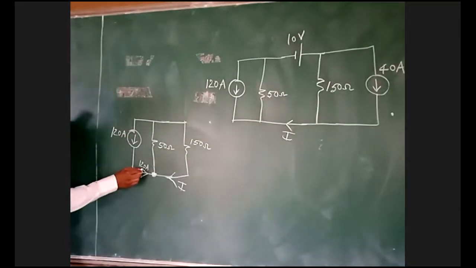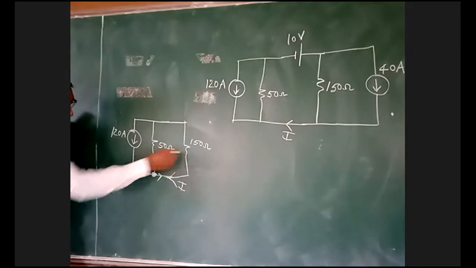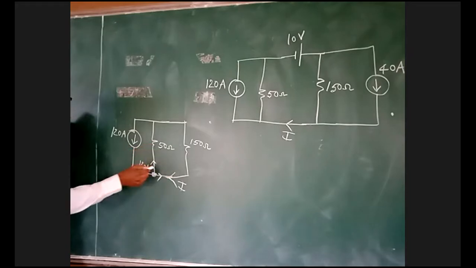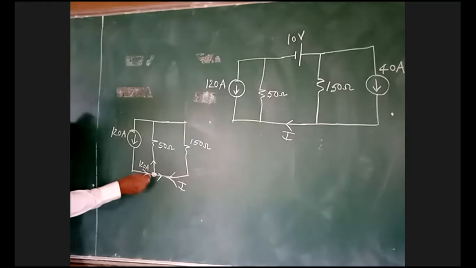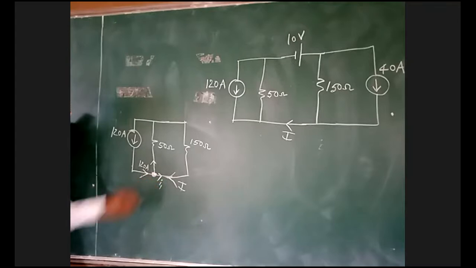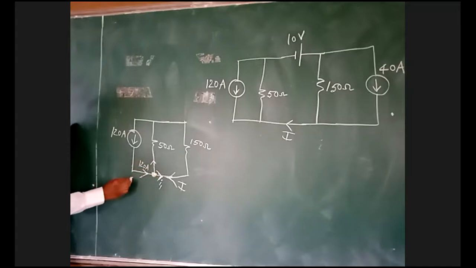Now see here, this 120 ampere is coming here and it is dividing in these two branches. In the 50 ohm, this is the current. In the 150 ohm, this is the current. Let us assume the current in this branch is I1. Now here, I am determining I1. I1 is equal to the total current into, what is the opposite branch for I1?